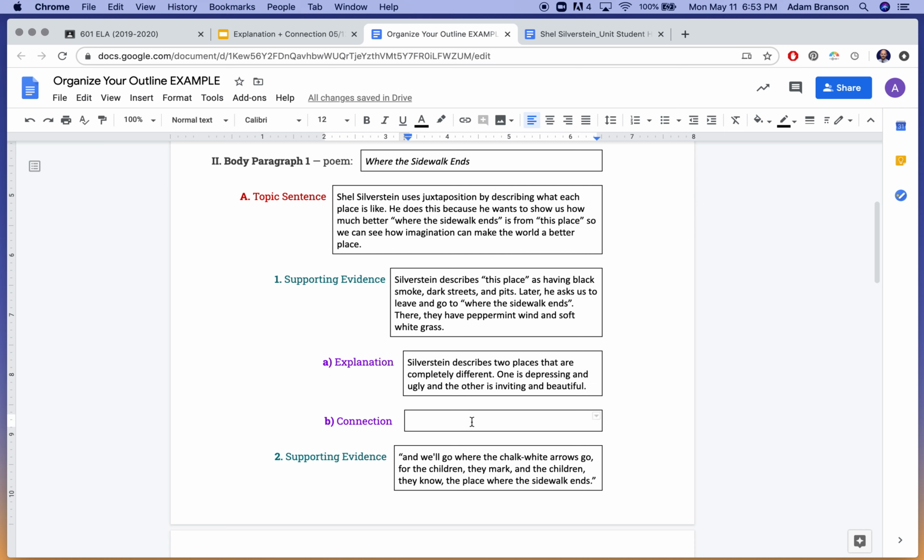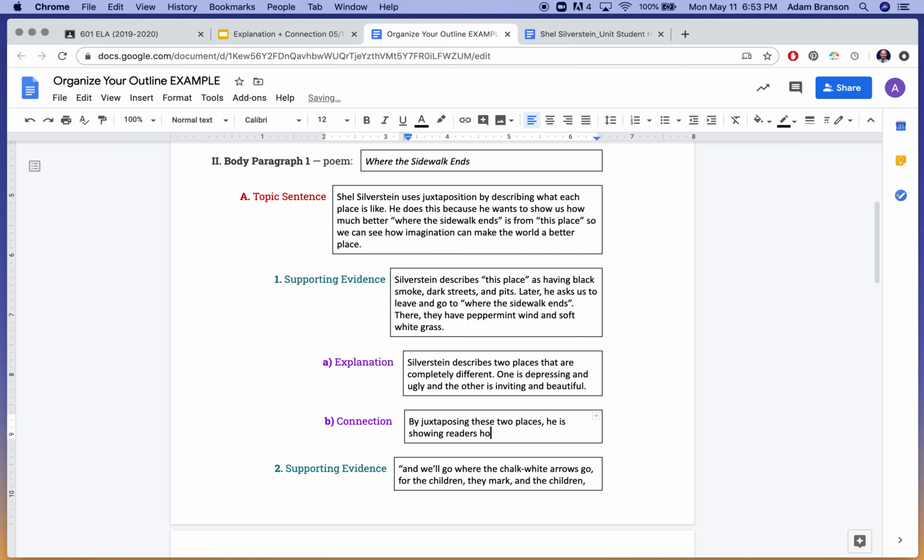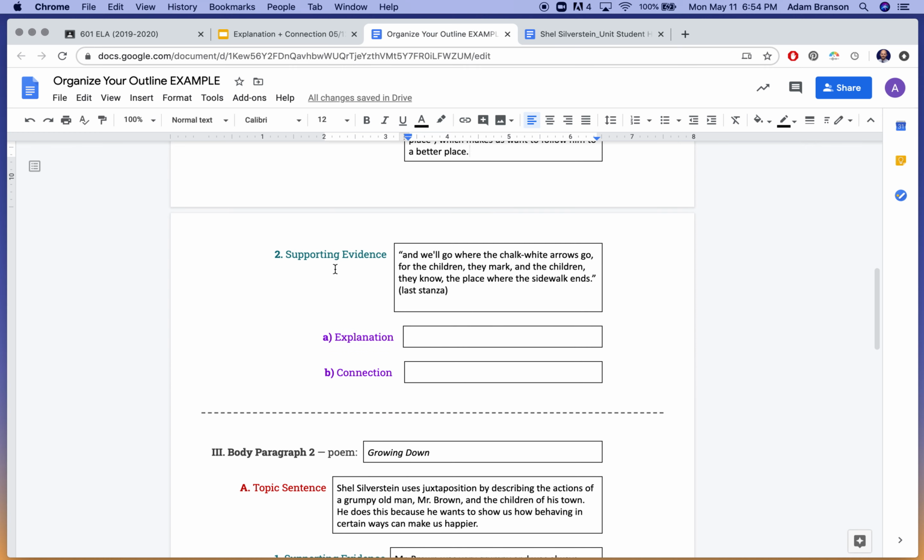And then I'm going to make my connection. What's my connection? I have to bring it back to that topic sentence. So I can say maybe by juxtaposing these two places, he is showing readers how much more attractive where the sidewalk ends is than this place, which makes us want to follow him to a better place. Right? So I'm kind of bringing it back to this juxtaposition idea, because my prompt is how does he use juxtaposition and why does he use juxtaposition? So when I make my connection, I'm bringing it right back. So I give my evidence, I explain what the evidence means, and then I connect it to kind of like the so what moment. And now here's my second piece of evidence.